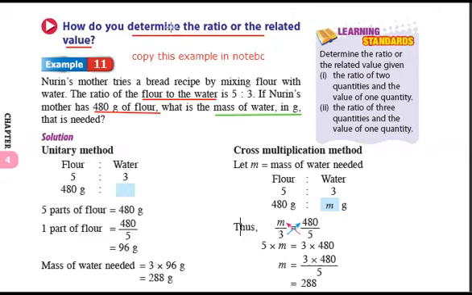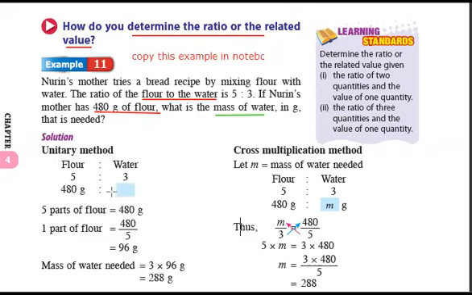So we have two methods here. Actually, we have three methods. Do you still remember? We have the unitary method, the proportion method, and also the cross multiplication method. Here they only show you how to use the unitary and the cross multiplication methods. So we will see them one by one.